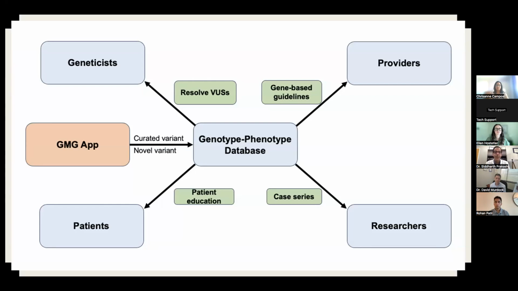So the goal here is that there are 4 groups that were really intended to use this app. Obviously, patients and providers are the most important, but it can also be used for research to learn about new forms of heritable thoracic aortic disease, new variants. It can be used by genetic professionals who might use this to understand how certain variants might be related to disease.